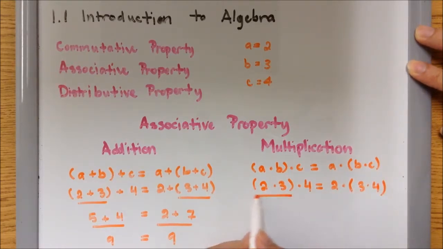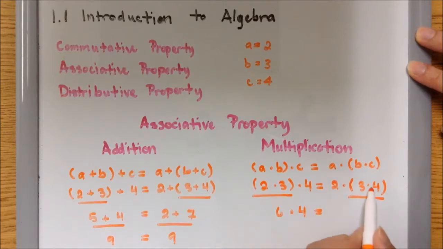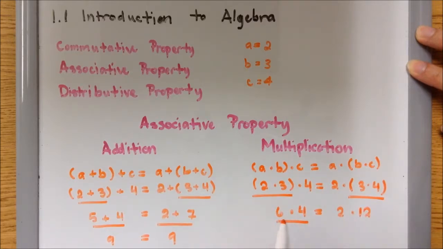Now again, we're always going to do parentheses first. So 2 times 3, that's 6. I'm going to bring down the 4. Equal. Then here, 3 times 4, that's 12. And then I bring down the 2. Alright, so on the left side, 6 times 4, that's 24. 2 times 12, that's also 24.